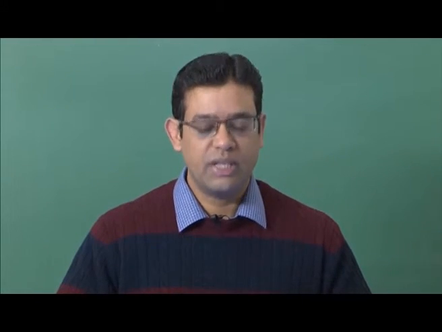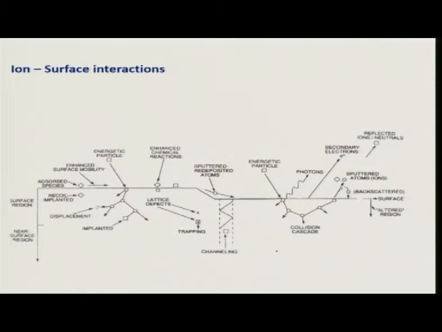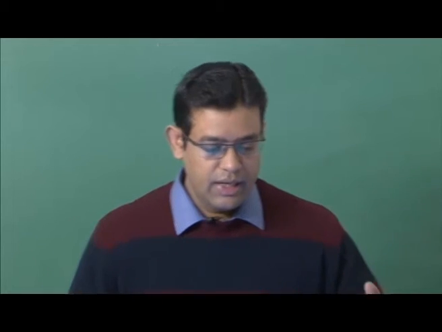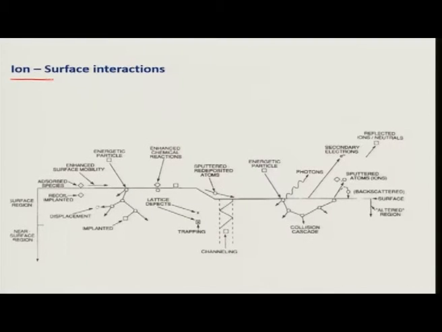Okay. Now, in the following 2 or 3 lectures, we will discuss how to use this plasma for a physical vapor deposition process, or PVD process, called sputtering. Okay. So, first look at what happens when ions which are in plasma interact with the surface. Okay. So, we will start with ion surface interactions.